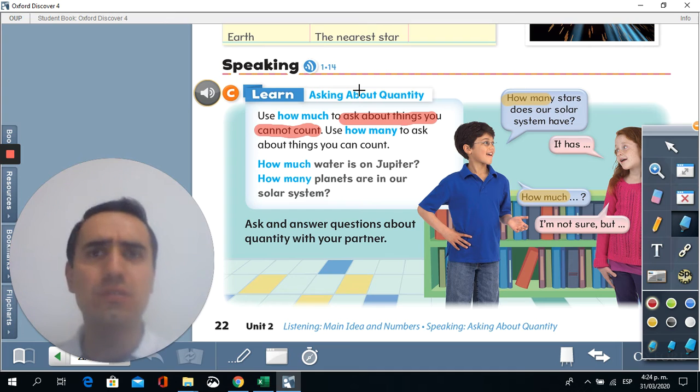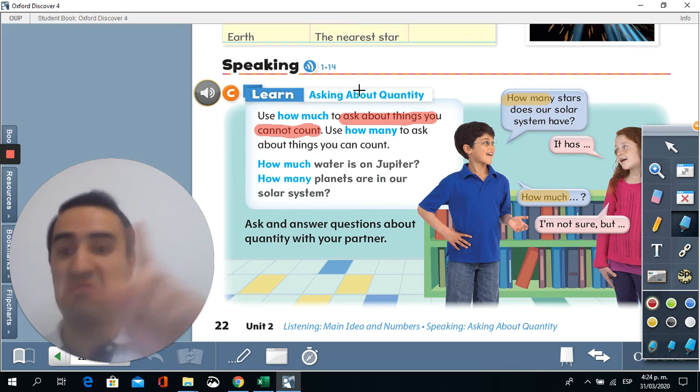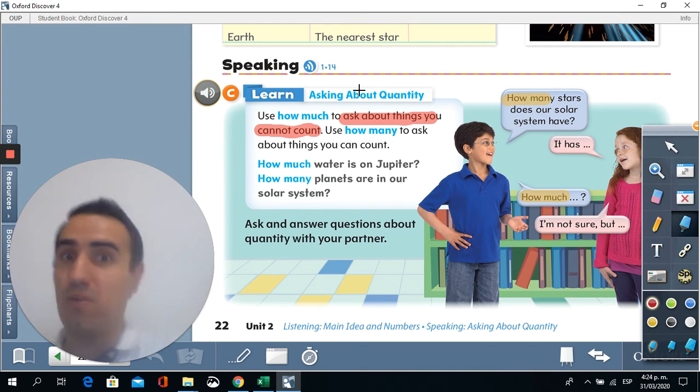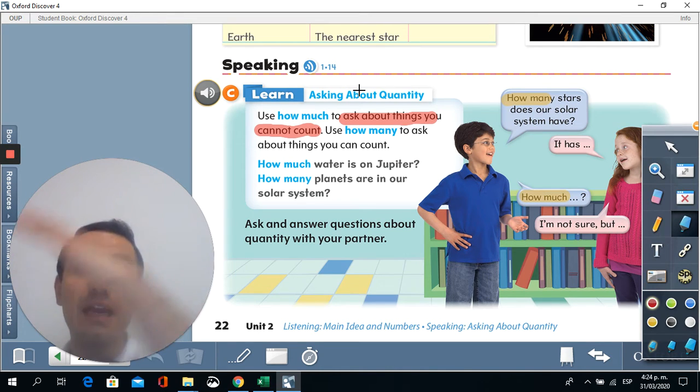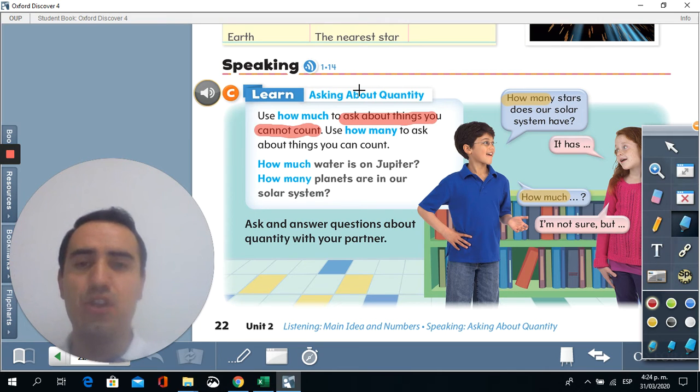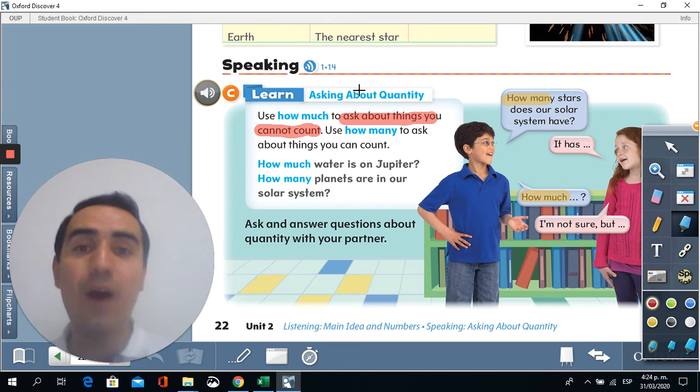Can you count the sugar grains that you have in a sugar bag, in a pound of sugar? No, we can't count grain per grain. Can you count the drops of water in a liter of water? No, we can't. We can't count the salt. We can't count the sand. These are quantities that are very big and that we usually in English don't count because they are very small for a big quantity of things. So in that case, we use how much.